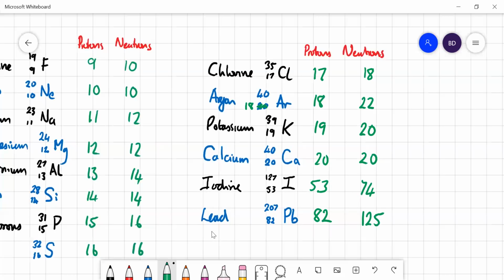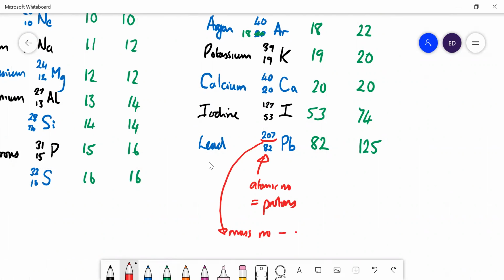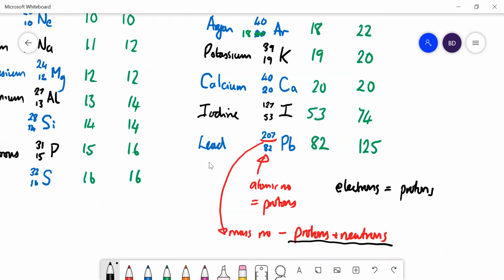But again, just to summarize, don't forget, let's take lead as the example. This bottom number, atomic number, is equal to the number of protons. This top number, it's called the mass number, and that's the protons and neutrons combined. And how do we work out the number of electrons in a neutral atom? So the number of electrons is equal to the number of protons. The protons and the neutrons are in the nucleus, the tiny nucleus, and the electrons are whizzing around the outside.